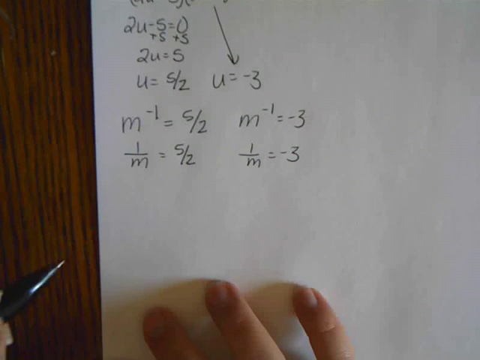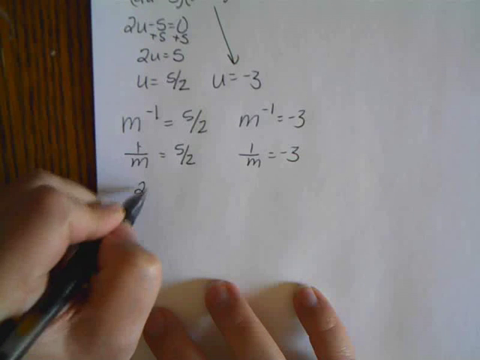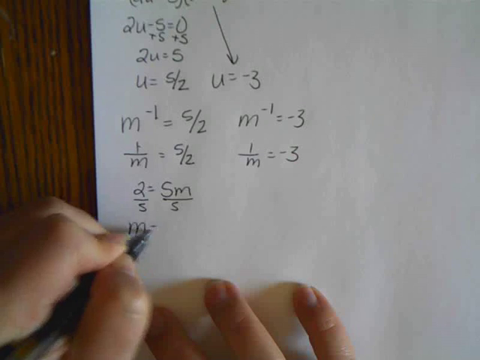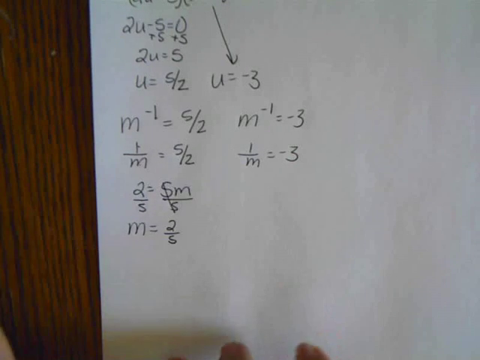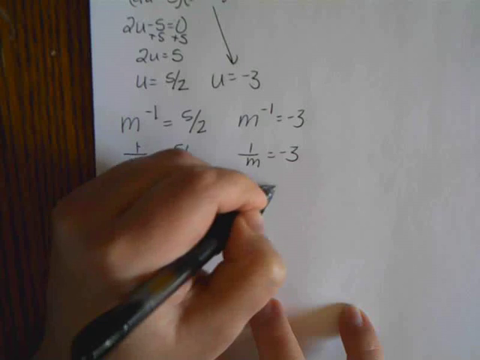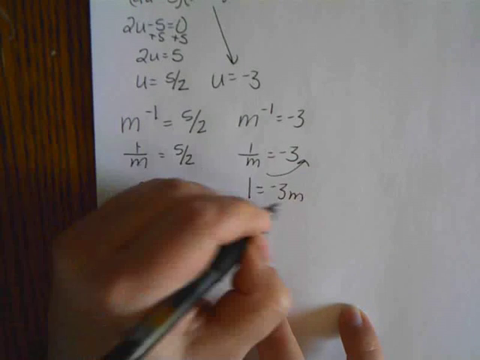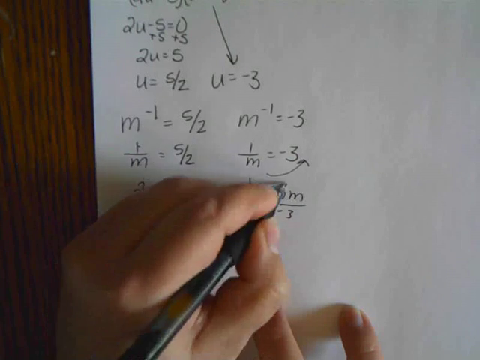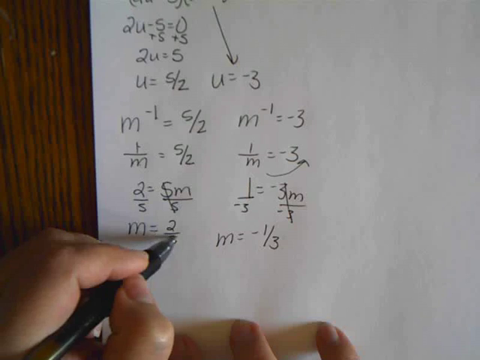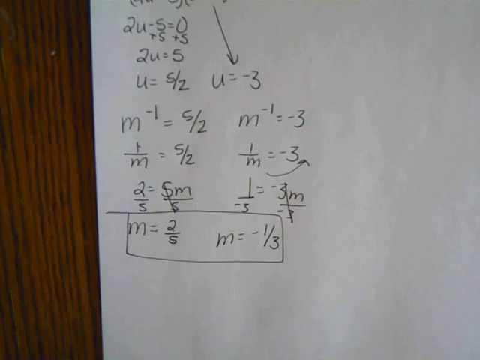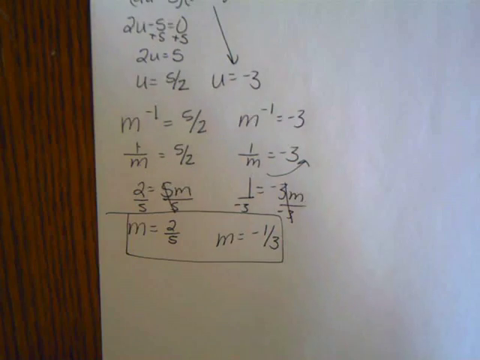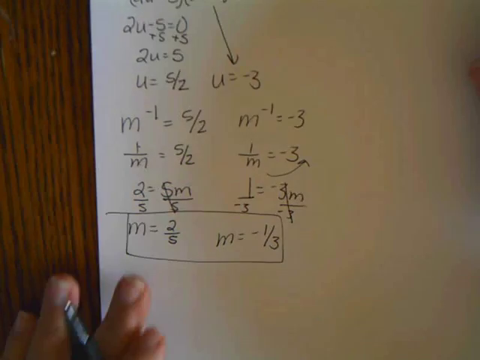So here we have a fraction equals a fraction. We can cross multiply. 1 times 2 is 2 equals m times 5 is 5m. M equals 2/5, and here 1 equals -3m if I move the m up, and divide by -3. M equals -1/3. There were no radicals introduced. We don't really need to check, but of course you're always more than welcome to.